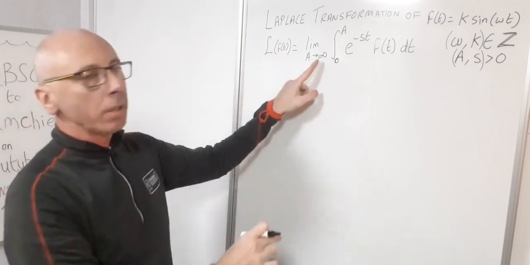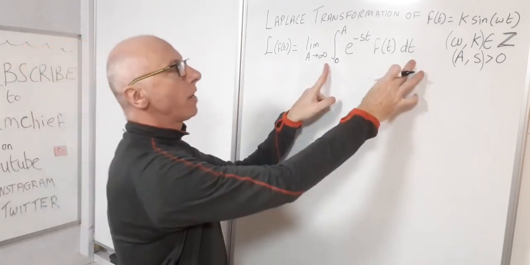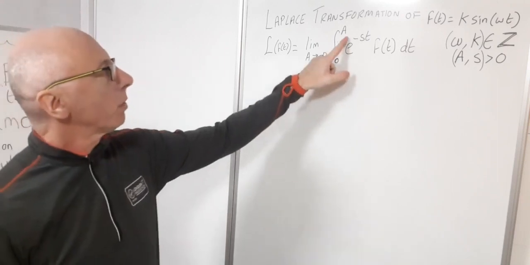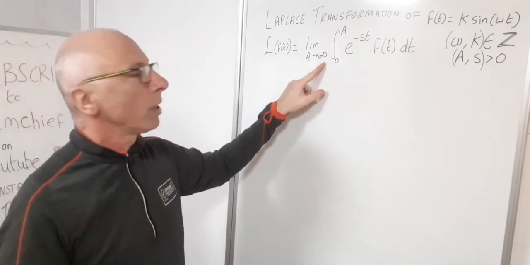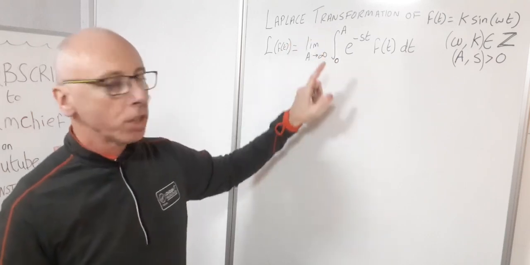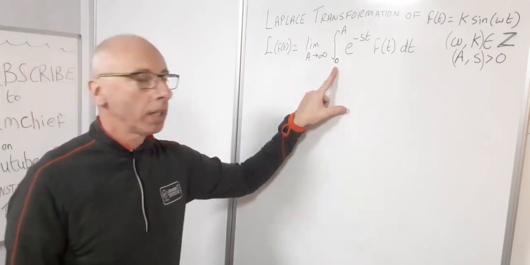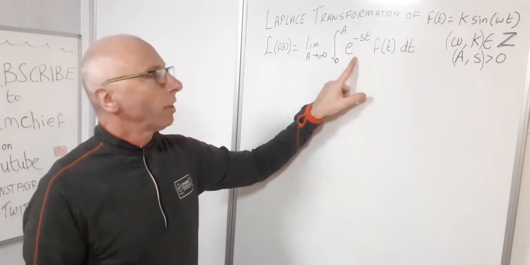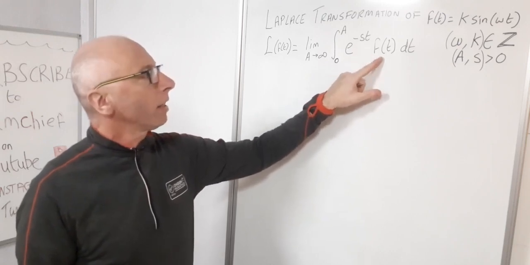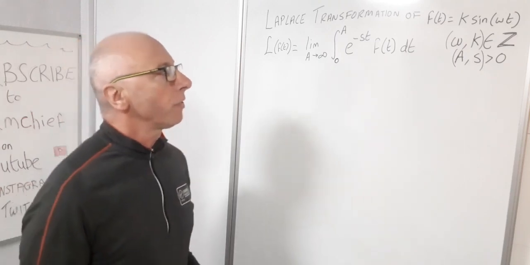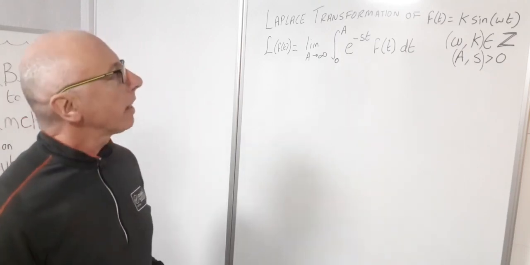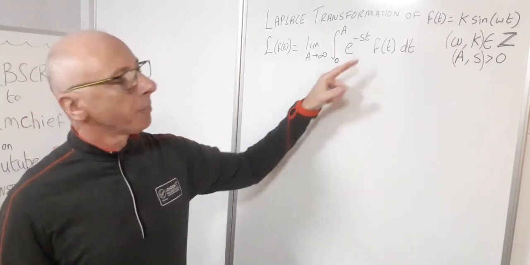and then equals the limit as a approaches infinity of this integral from 0 to a, hence the infinity. So this is just the unilateral version of the Laplace transformation as it's set from 0. And then we've got this integrand here, e to the minus st f of t, with respect to t. T is usually a function of time, and s is our parameter.